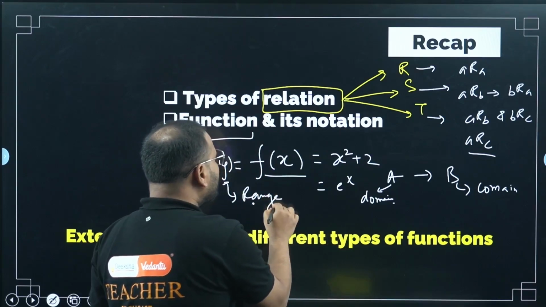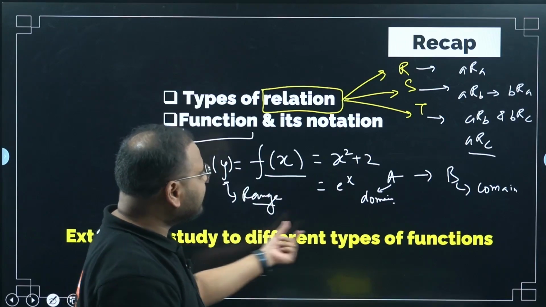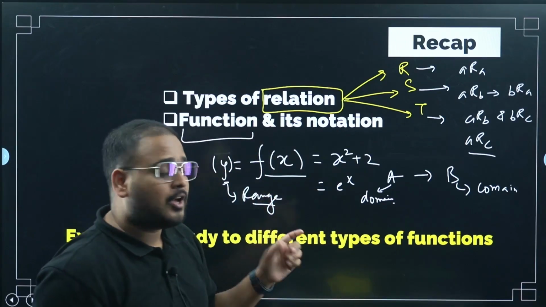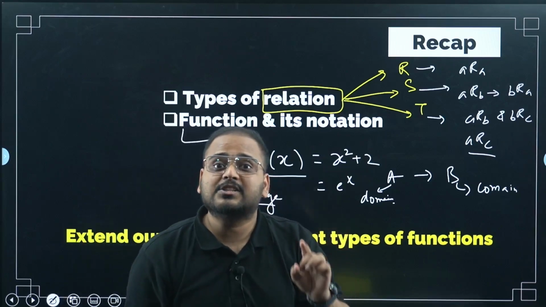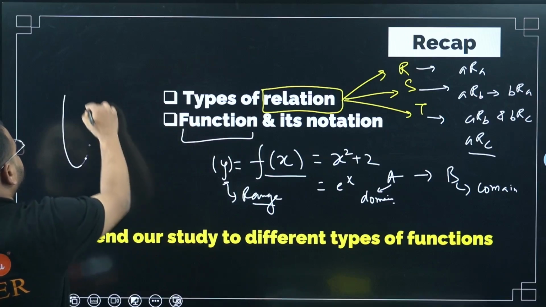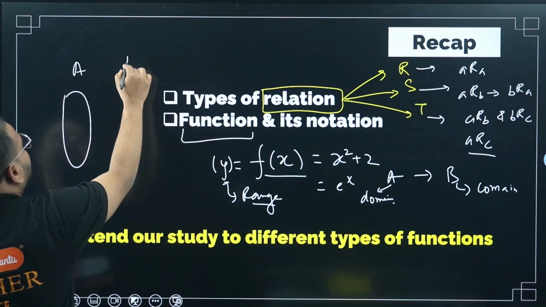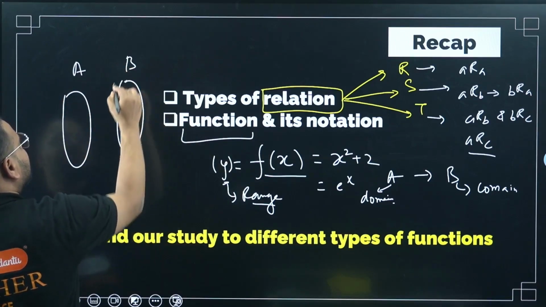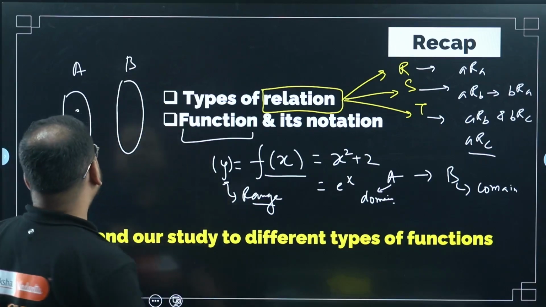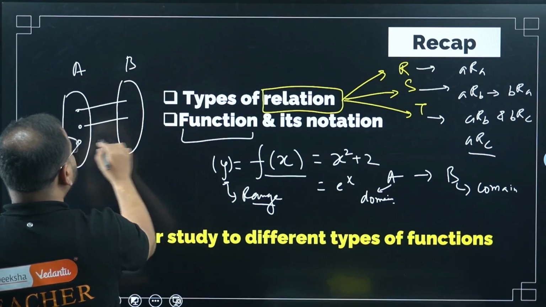Alright sir. Now you might have this question, sir, isn't range and codomain equal in case of function? Because what is the definition of function? There exists only one image for every element in domain. So if I have domain as A and codomain as B, then every element in A will have a unique image in B.